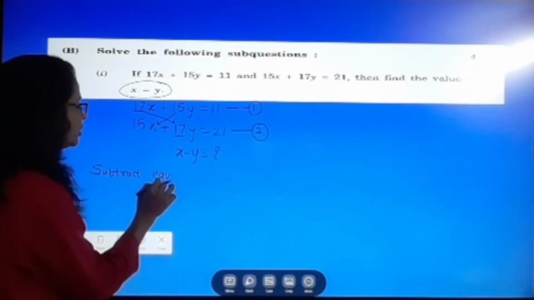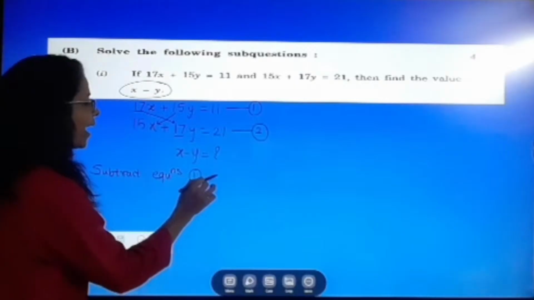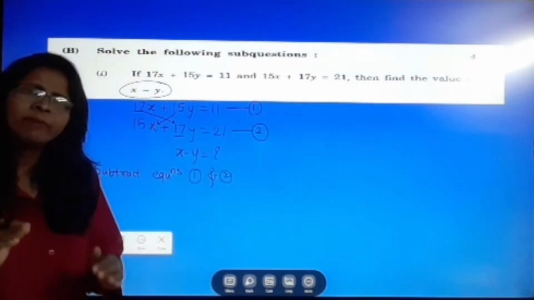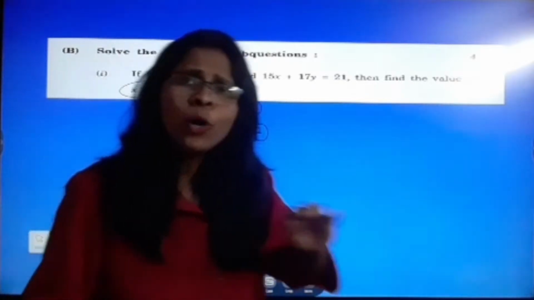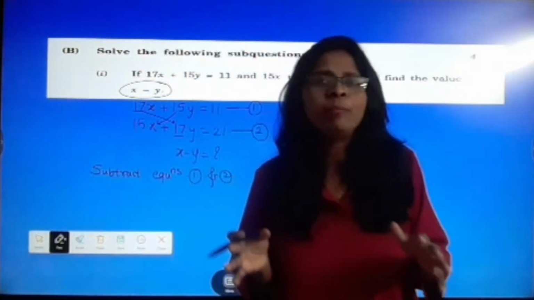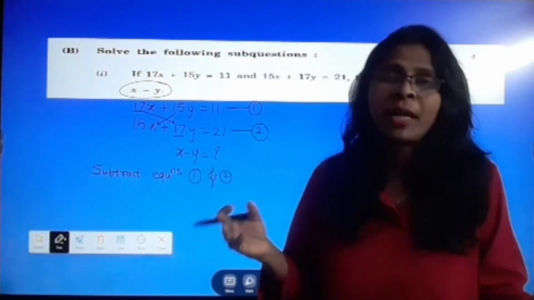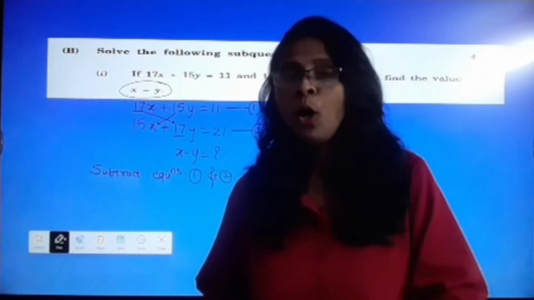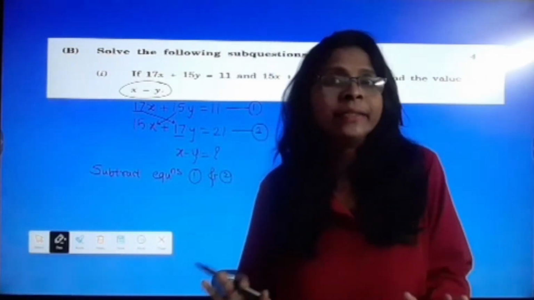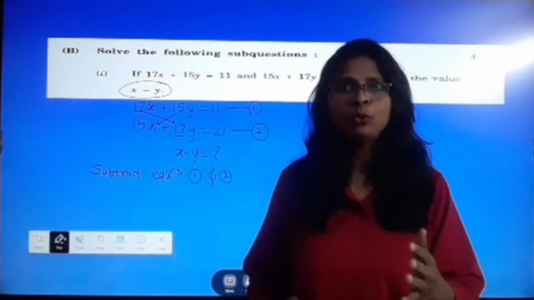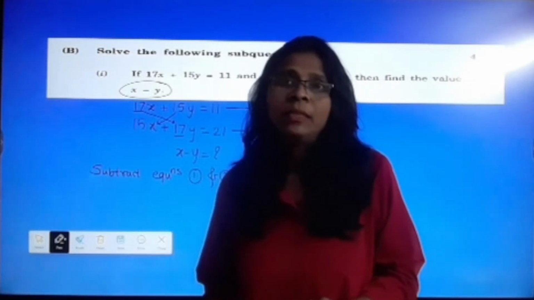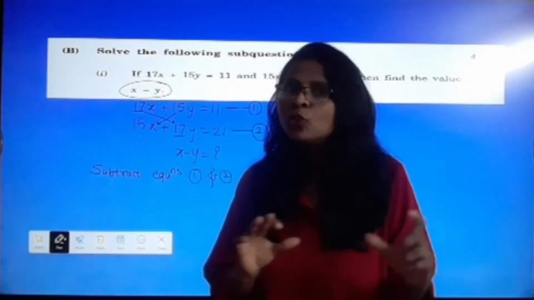subtract equations 1 and 2. Students, the instruction is very important. You should not write such an instruction as subtracting equation 1 from equation 2, or subtract equation 2 from 1. Okay, there could be a mistake in such an instruction.